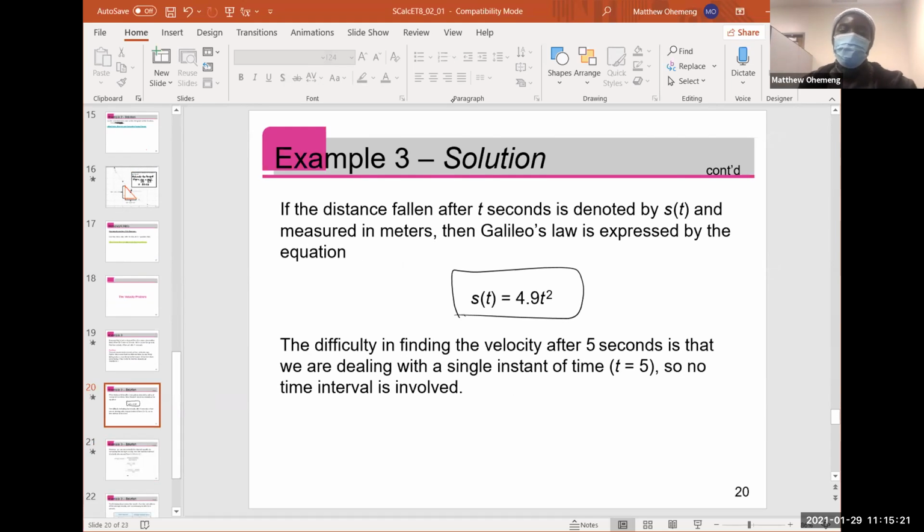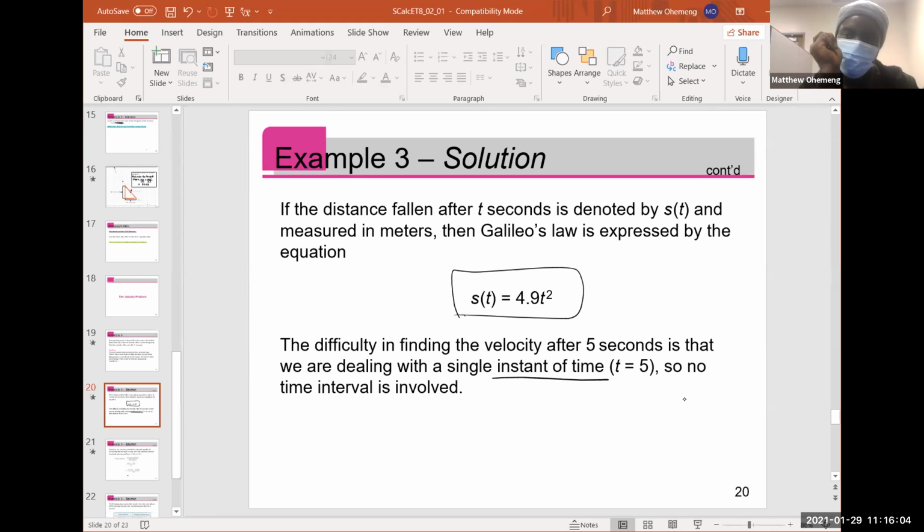Now this question is asking for the velocity at an instant of time 5. So at exactly time 5, what is the velocity of this object? But the problem, just as with the tangent problem, where we were trying to find the slope of a tangent line but had only 1 point, is similar here. We are trying to find an instantaneous velocity, but we don't have a formula for instantaneous velocity. We rather have a formula for average velocity, and that one needs 2 time points, not a single time point.